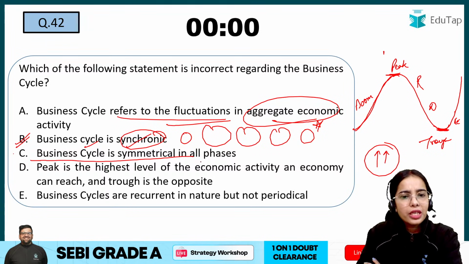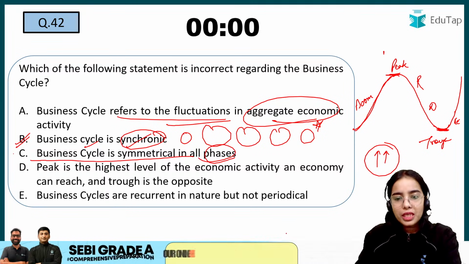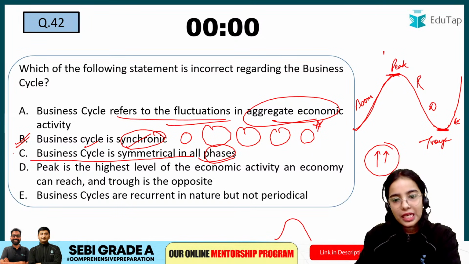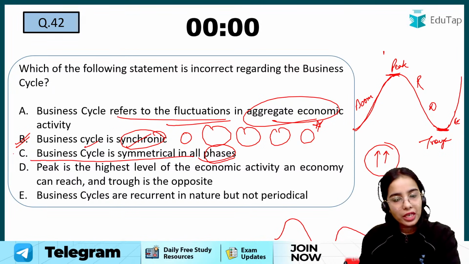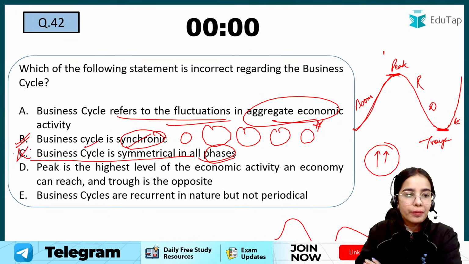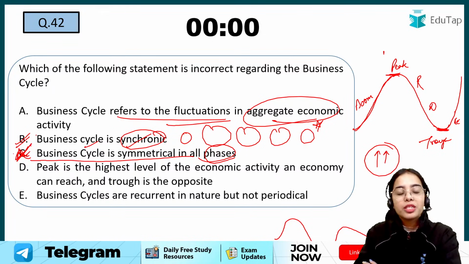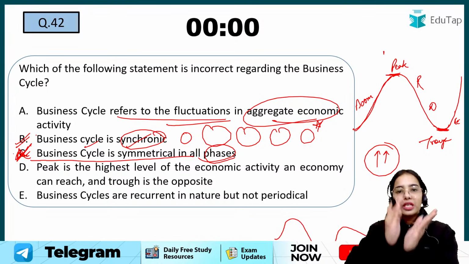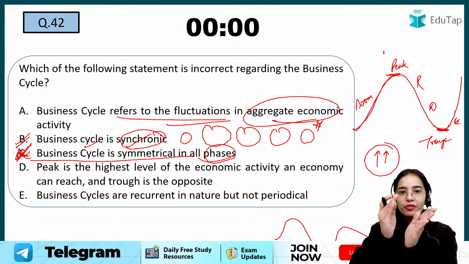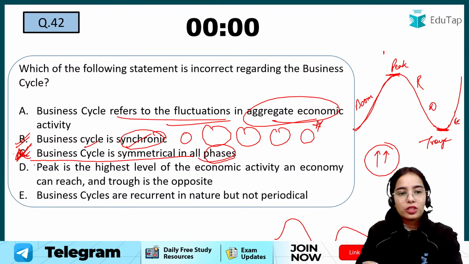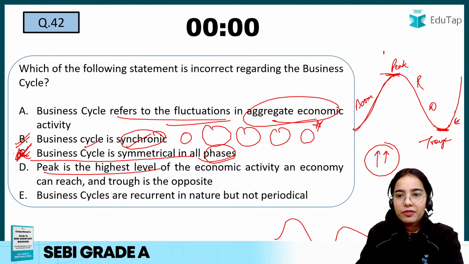Business cycle is symmetrical in all phases. Do we have the same length of boom and the same length of contraction, the same length of recovery and the same length of recession and depression? No, it is not symmetrical. Business cycle is not symmetrical. Sometimes the boom phase is longer and the depression phase is smaller. Sometimes the recession phase is longer and the boom phase is smaller. So it is not symmetric. Peak is the highest level.